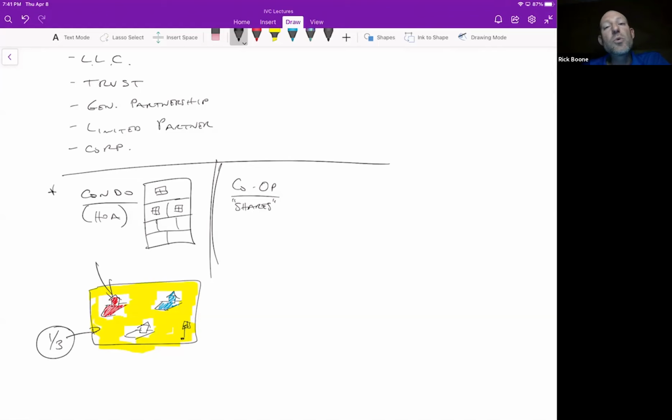So what happens when the pool leaks? Well, you're 1/3 owner of that pool. You've got to put in 1/3 of the dollars to fix it. Or your homeowners association dues that you have to pay every month in the HOA would go towards that repair.